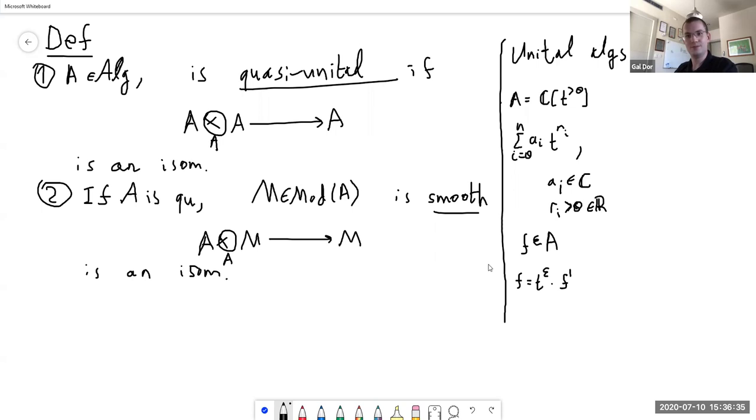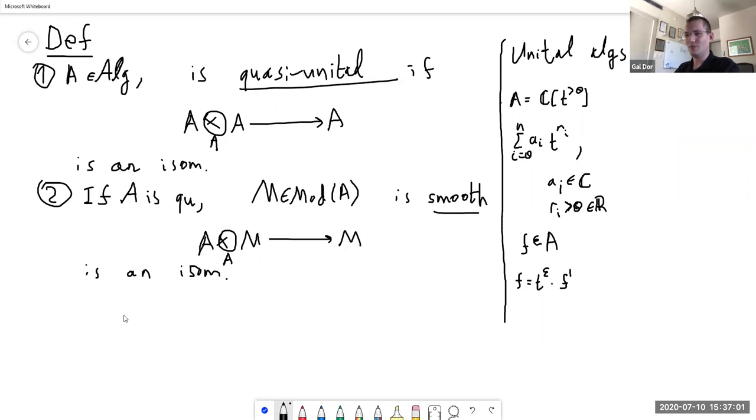Is it true that in the definition of a quasi-unital algebra and of a smooth module, it's actually enough to have an epimorphism? No, it is not true. It's a very intuitive notion, but you're building up right to my next example. This is an excellent question.